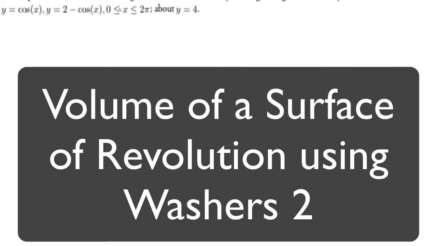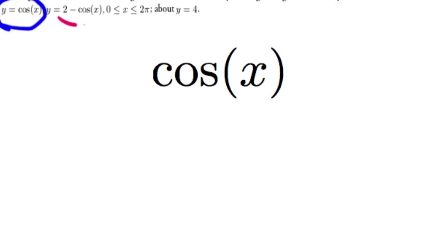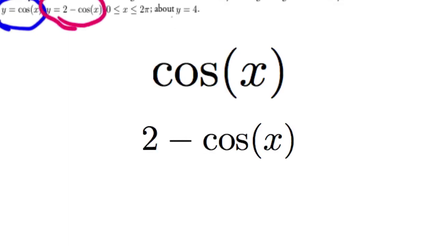Okay, so we want to set up but not evaluate the following integral for the solid obtained by rotating the region bounded by y equals cosine x and 2 minus cosine x about y equals 4. So let's start by drawing an axis.